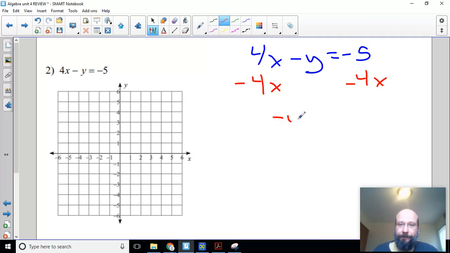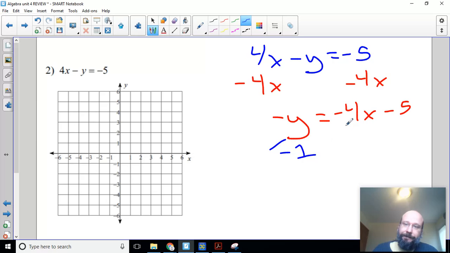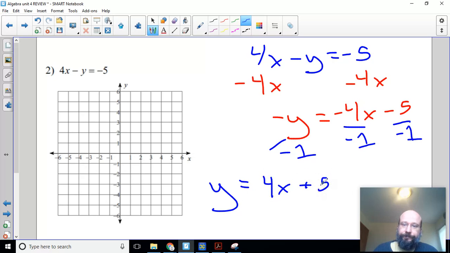That gives us negative y equals negative 4x minus 5. I can't combine these, but I don't need the negative. So I'm going to divide both sides by negative 1. And remember, you have to divide everything by negative 1. So that basically changes the signs because a negative and negative is positive. Same thing here and same thing here. So that's converting from standard form to slope intercept.